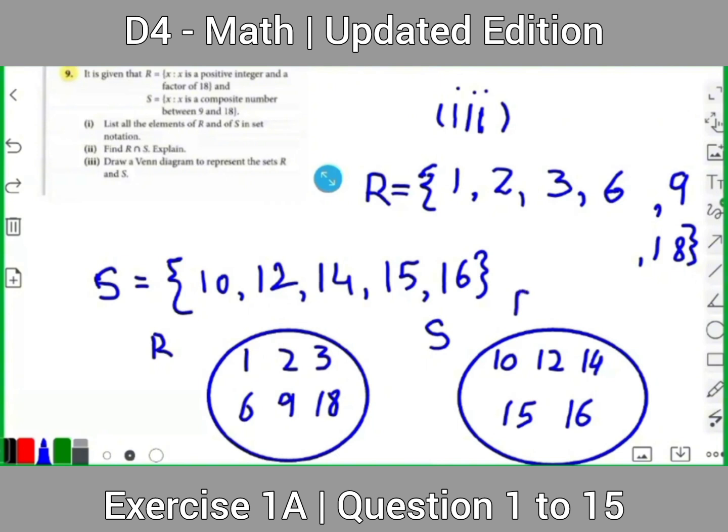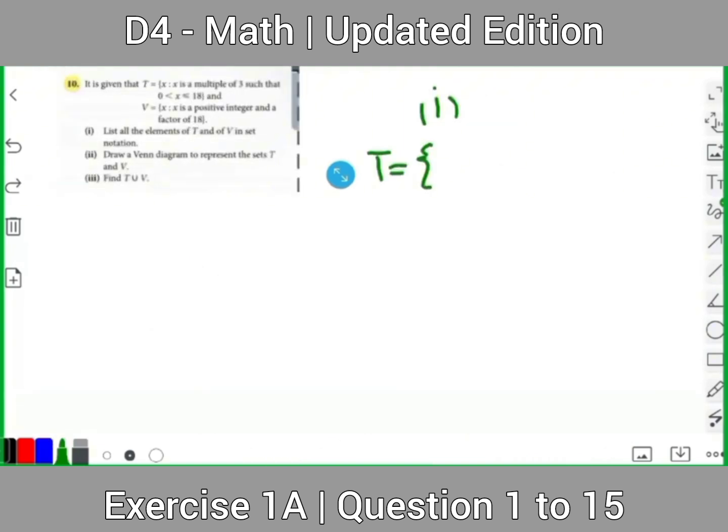Since R intersection S is an empty set, it means R and S are disjoint sets. That's why the Venn diagram of sets R and S is drawn in this way. If we see a Venn diagram of any two sets which has no overlapping regions, it means those sets are disjoint.